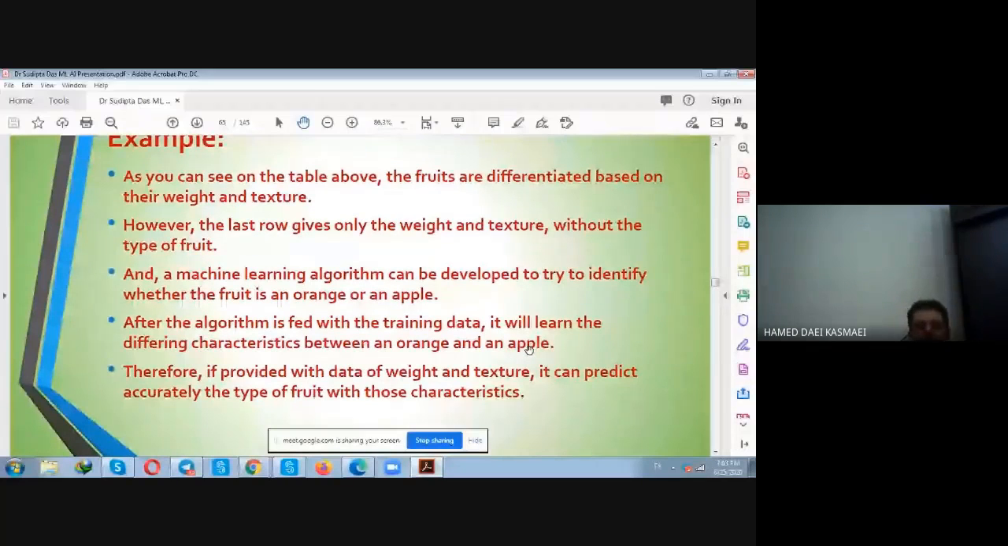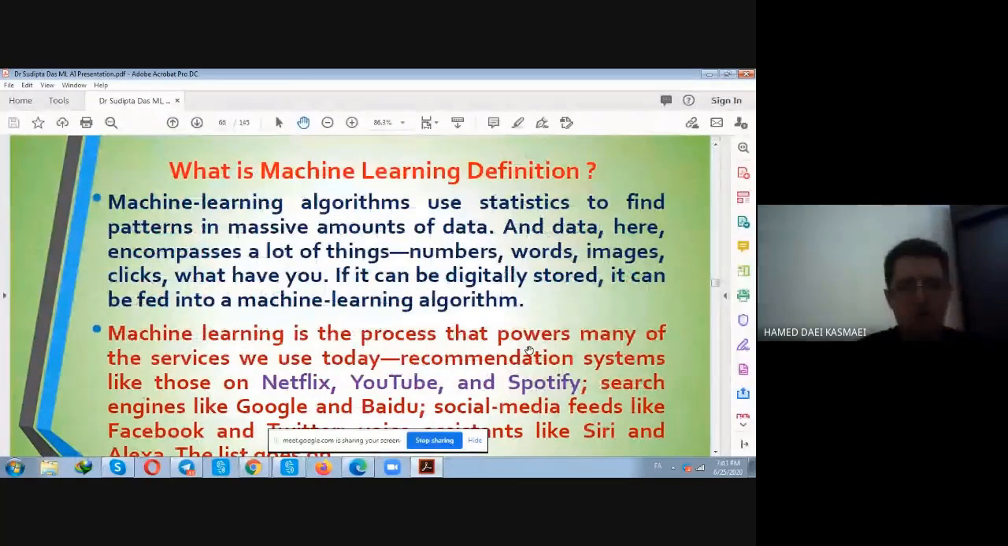What is the machine learning definition? Machine learning, after artificial intelligence, uses statistics to find patterns in massive amounts of data. Okay, what is it and what are we trying to tell it? What is very important?